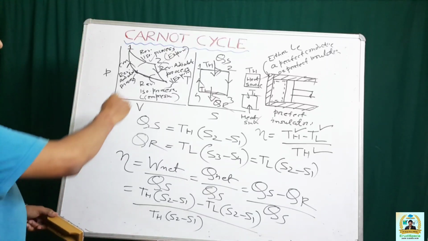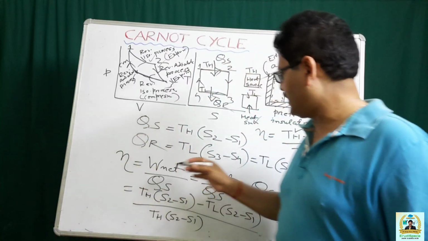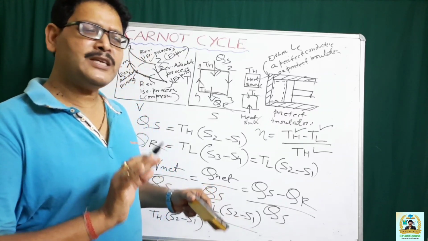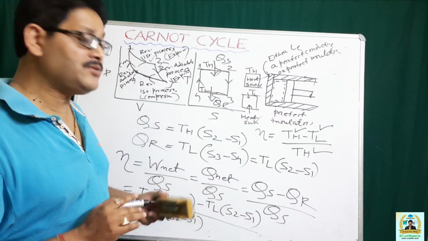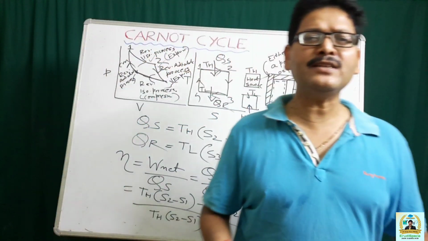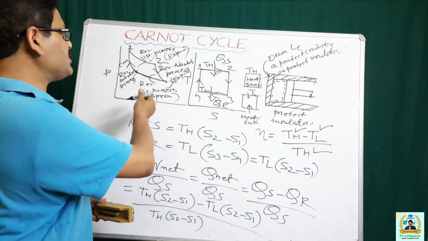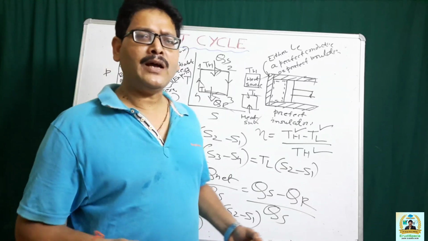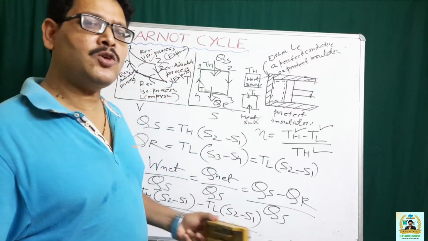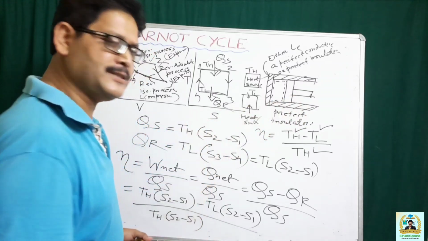So this is the performance of the Carnot cycle, and within the given temperature limits, this Carnot cycle actually gives the best possible efficiency. But there are certain limitations of the Carnot cycle for which the Carnot cycle is not feasible. Already I have told you that two of the processes are isothermal processes. So for an isothermal process, you require an infinite amount of time for heat transfer to take place.